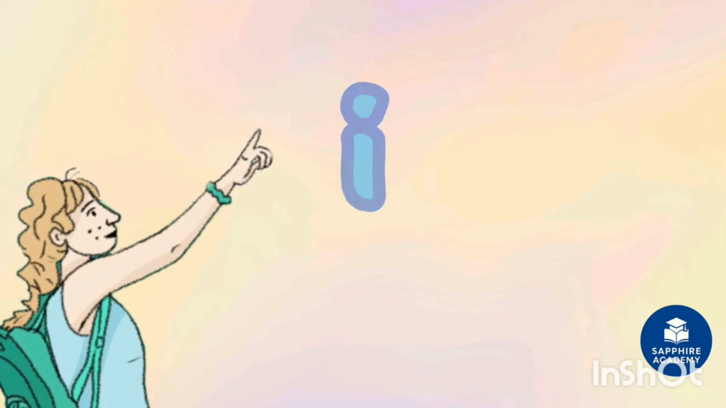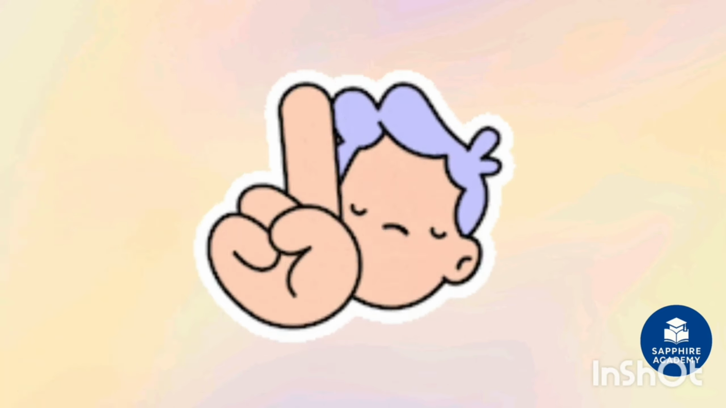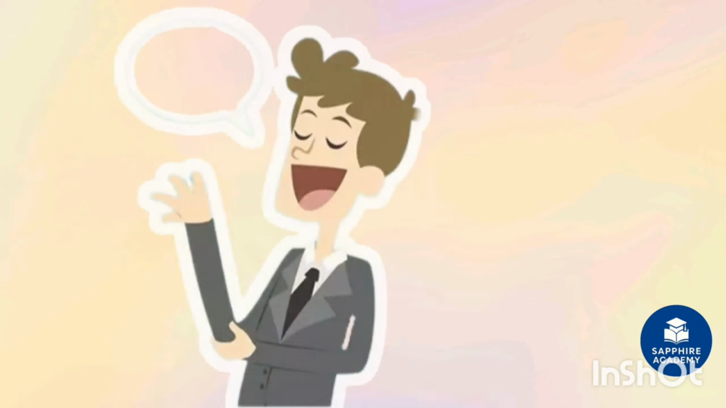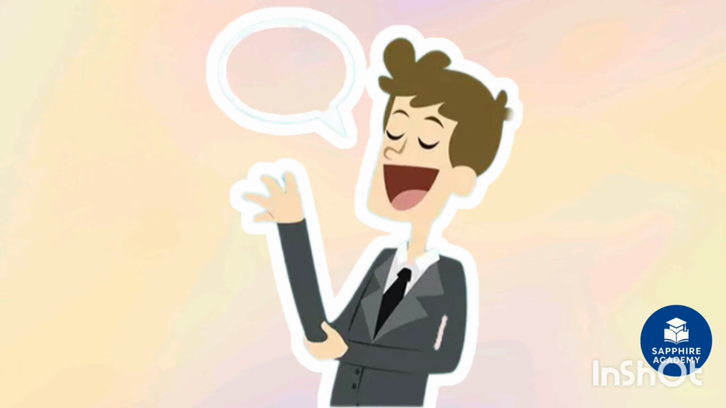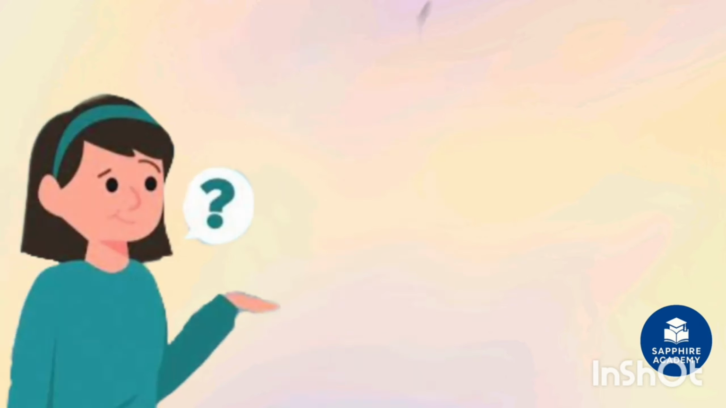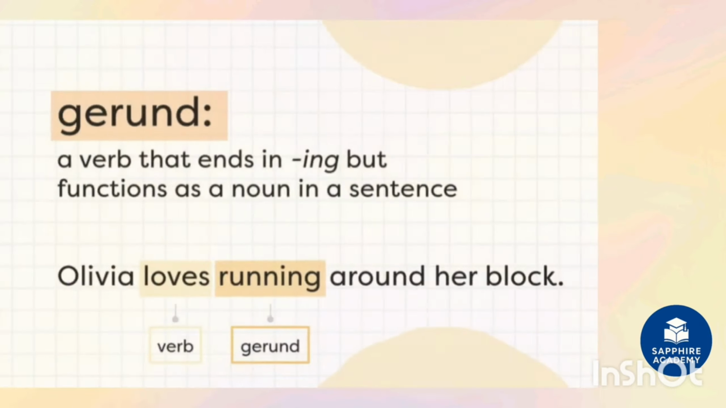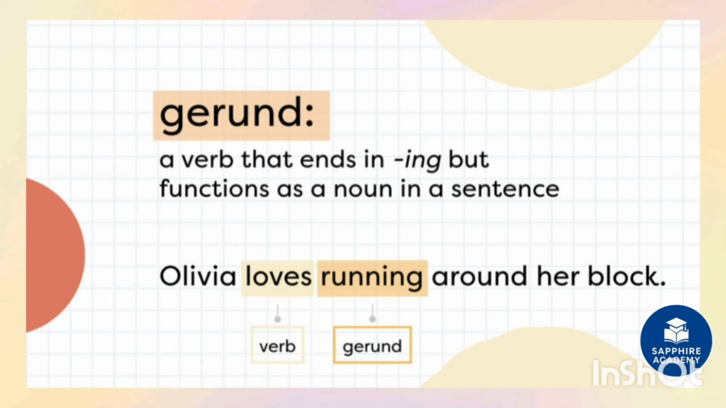Although it ends in ing, it does not always show an action in progress. Instead, it plays a different grammatical role in a sentence. So now the question arises, what is a gerund? When a verb changes its role and starts behaving like a noun, it is called a gerund.